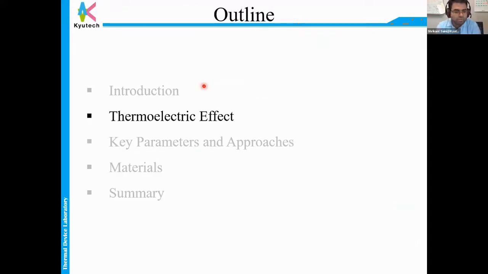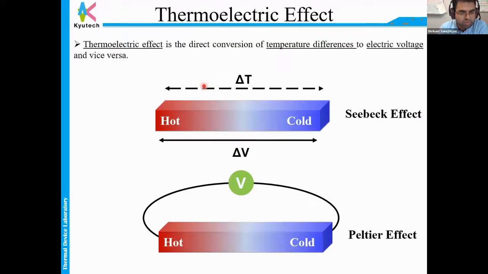I will give a very small introduction about what thermoelectric actually is. Thermoelectric is a direct conversion of heat difference. Suppose you have a material with a temperature difference across it: one end is hot, one is cold. This generates some induced voltage. This effect is known as the Seebeck effect, which is used for energy harvesting. On the other hand, if you apply a current or voltage to a material, one side becomes hot and the other becomes cold. That is the Peltier effect, which is used for cooling. So these are the basic effects we are studying in this case.